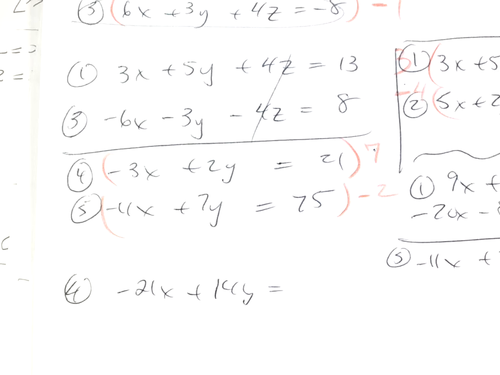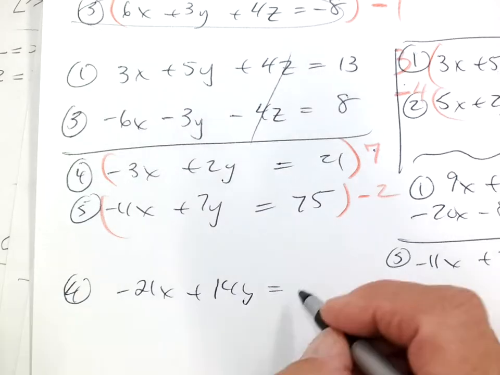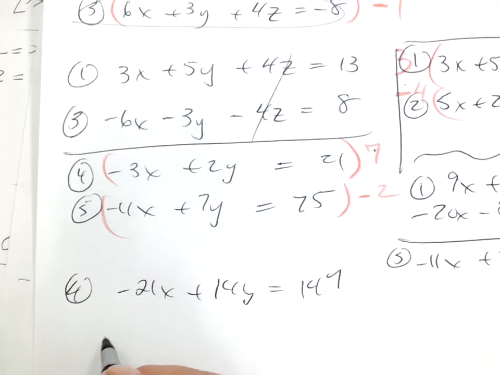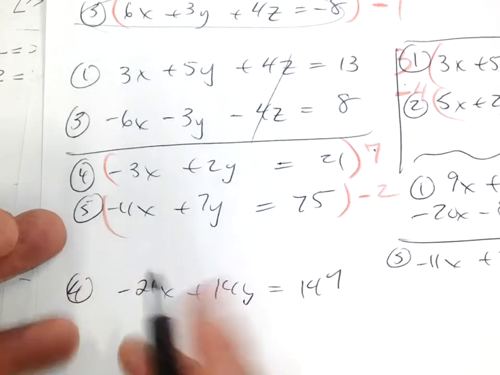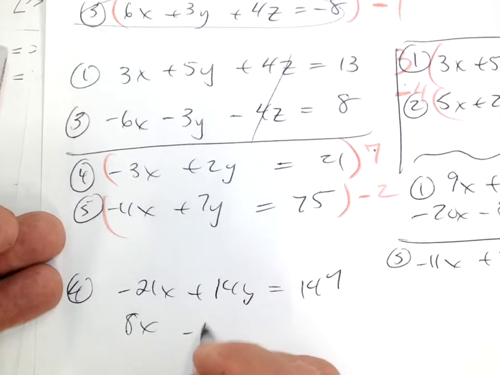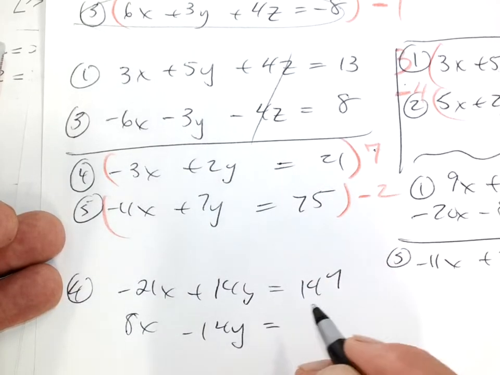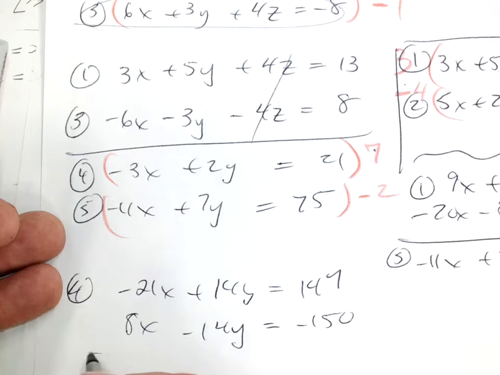What is 21 times 7? I guess 147, probably. I can probably do that in my head. I don't know why I need a calculator for that. Yeah, 147. And then this is going to be a positive 8x minus 14y equals negative 150, right?